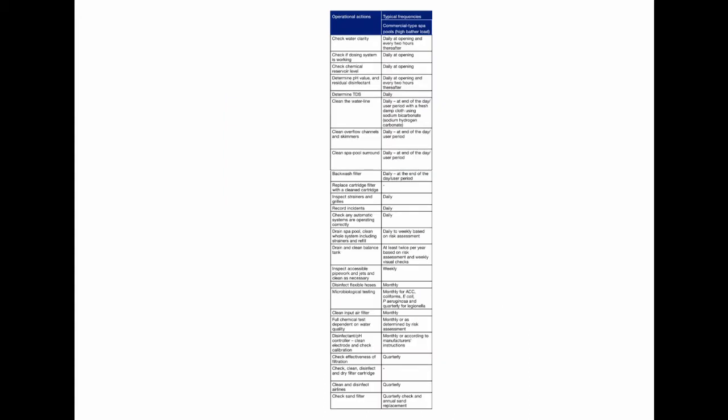Inspecting accessible pipework and jets and cleaning them as necessary, that's a weekly job. Disinfecting flexible hoses, because spa pools being what they are, there's going to be an awful lot of those hoses. They need to be done on a monthly basis. That's where you'd use a concentrated level of chlorine, up to sort of 100 parts per million, and then put that highly chlorinated water through those hoses to ensure that any Legionella bacteria that may be lurking are effectively killed.